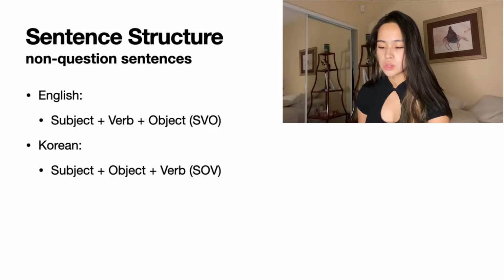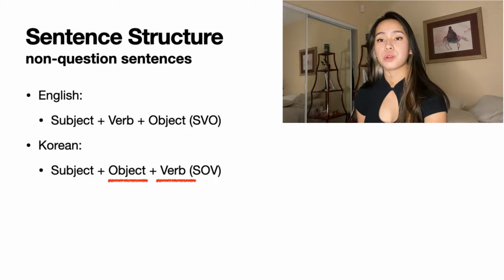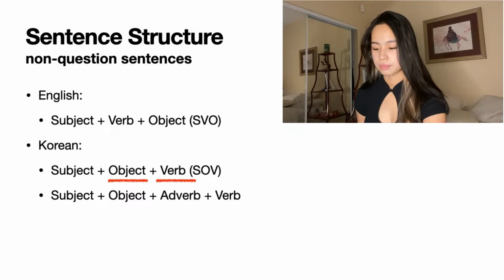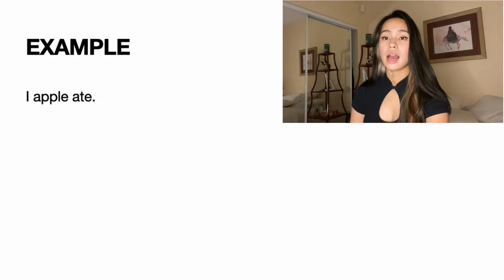As you can see, we switched the places of the object and the verb. Now, if we are adding an adverb, just like in English, the adverb will come before the verb. So it'll look like subject, object, adverb, verb. Now, let's make an example. I apple ate. This is how it'll be structured in Korean to say I ate an apple.